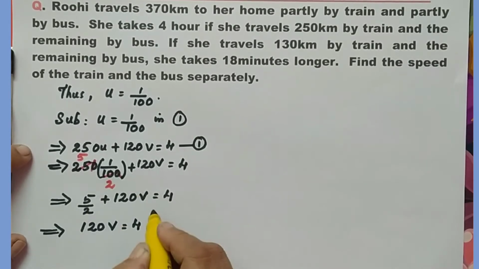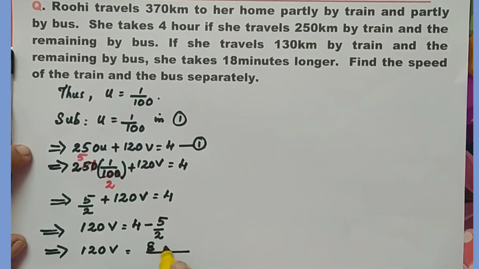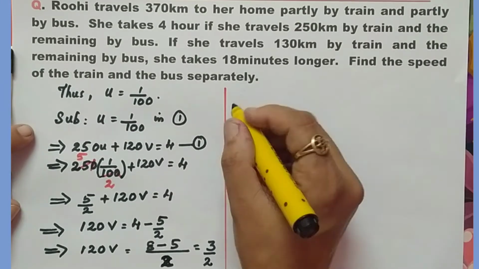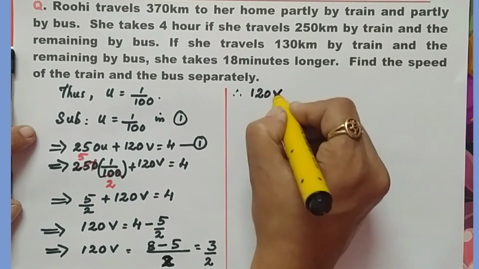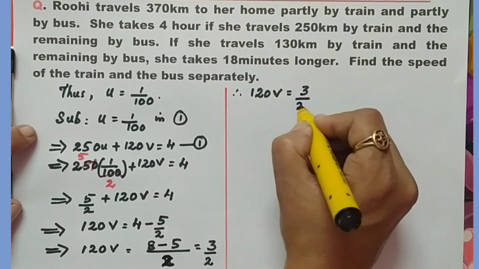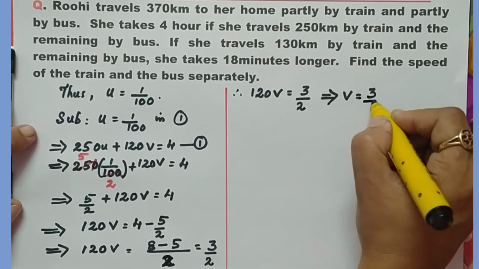Which implies 120v equals 4 on the right side, plus 5 by 2 goes to the right side, becomes minus 5 by 2. Which implies 120v equals, I am going to take the LCM 2, so 4 into 2, 8 minus 5. What is 8 minus 5? 3 by 2. Therefore 120v equals 3 by 2, which implies v equals 3 by 2 on the right side.